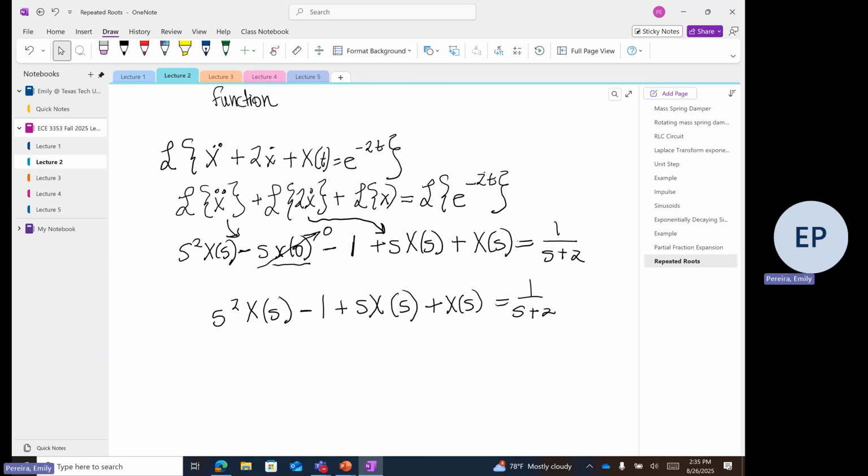All right, so now we are going to highlight our x of s terms and try to isolate everything on this side. So we're going to have s squared plus 2s plus 1 times x of s, and we're going to move this negative 1 to the other side, so we have 1 plus 1 over s plus 2.